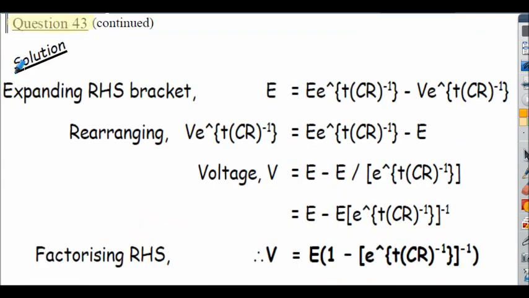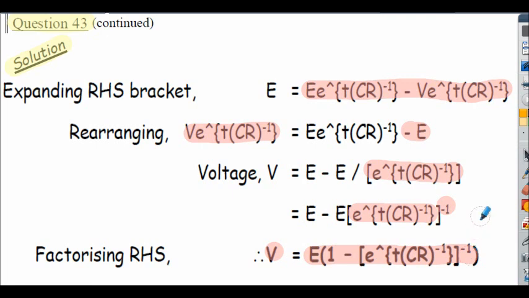Question 43, solution continued. I now need to rearrange the equation for v. So I've now expanded the bracket on the right hand side of the equation. I've added this term to both sides of the equation and subtracted E from both sides of the equation. Next I've divided throughout by this bracket here. Just brought the bracket to the top line and raised it to the power of negative 1. So eventually I have an expression for v, shown here, that I can use for the final part of the question, where it's given me some numerical values to essentially plug into the formula and calculate v.